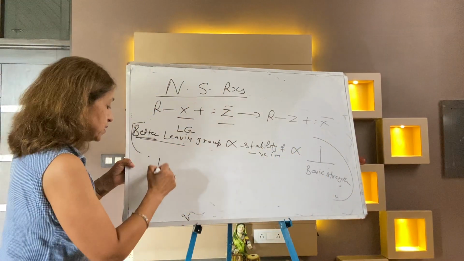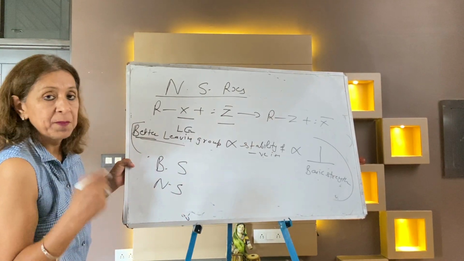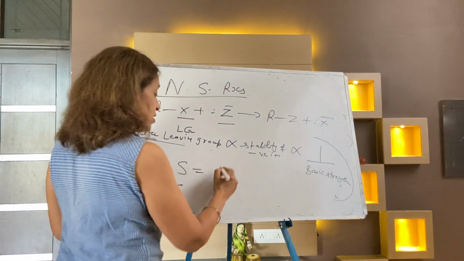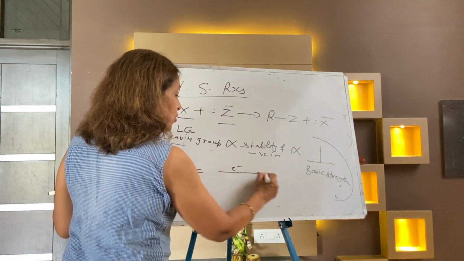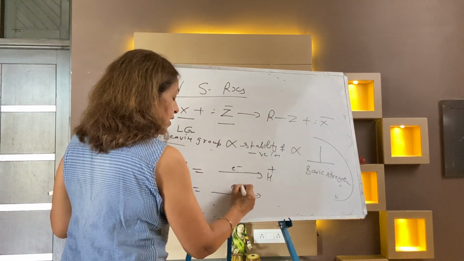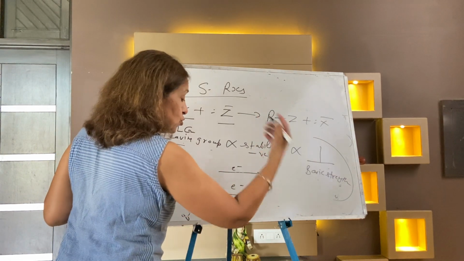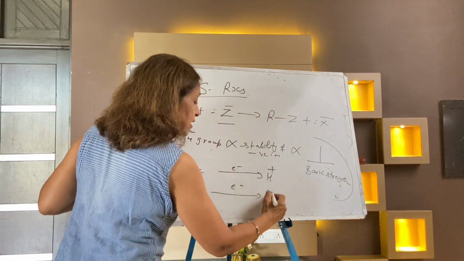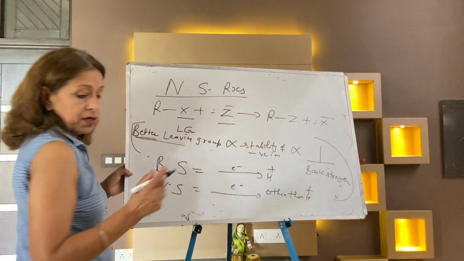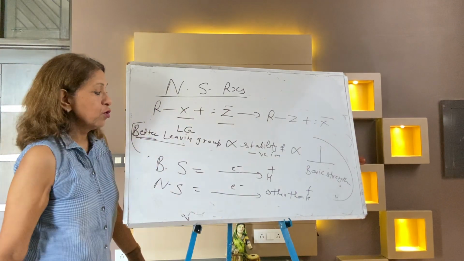Now coming to basic strength and nucleophilic strength, write down BS for basic strength, NS for nucleophilic strength. Basic strength is when electrons are donated towards H plus. Nucleophilic strength is when electrons, a lone pair or negative ions, anything, are not moving towards H plus but towards something other than H plus. So write down, nucleophilic substitution reactions, where a strong nucleophile replaces a weak nucleophile.